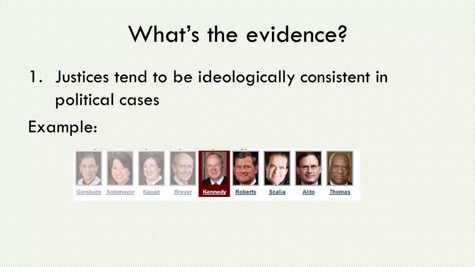So Justices Kennedy, Chief Justice Roberts, and Justices Scalia, Alito, and Thomas usually end up on the conservative side of the case. Justices Ginsburg, Sotomayor, Kagan, and Breyer tend to end up on the liberal side of the case. Now there are always exceptions, but this lineup is most common in cases that are clearly politically divisive. So that's evidence for the argument that political attitudes, ideology, actually influences the decision-making of the Supreme Court justices.